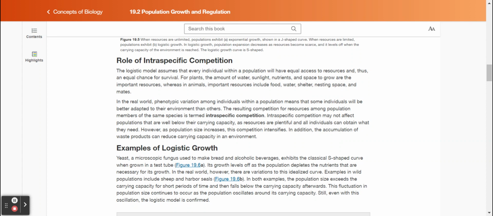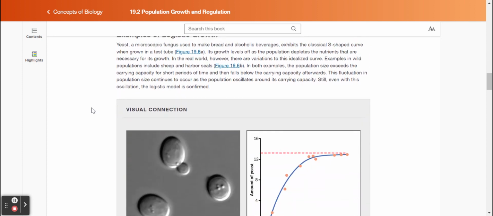Intraspecific competition may not affect populations that are well below their carrying capacity, as resources are plentiful and all individuals can obtain what they need. However, as population size increases, this competition intensifies. In addition, the accumulation of waste products can reduce carrying capacity in an environment.